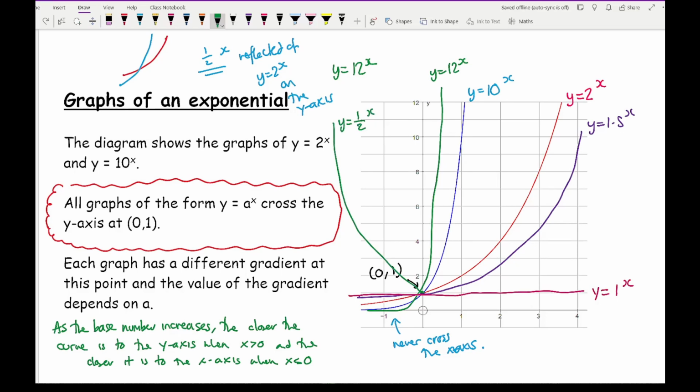So it's kind of when you've got a base number that's less than 1, or between 1 and 0, then it's basically going to come in from the opposite angle and it will therefore be reflected. So it's like the reciprocal graph.